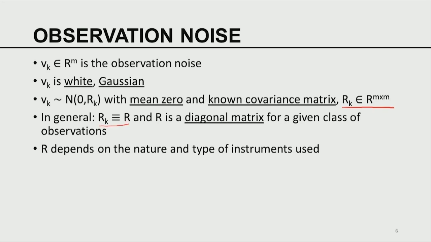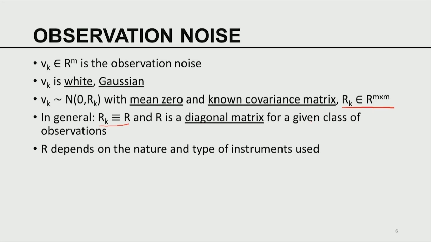That means our instruments are identical. So even though I may be making measurements at various times, the instruments that make the measurements at different times are identical, so their error properties are the same. So I'm going to assume RK is R without loss of generality. One further simplification is that RK is a diagonal matrix for a given class of observations.